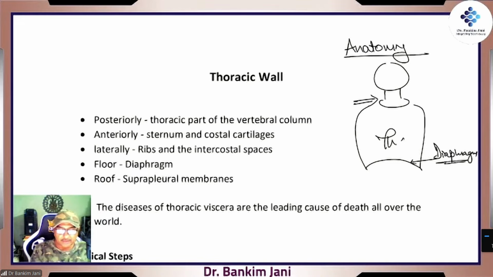Posteriorly, on the backside, there is the thoracic part of the vertebral column. This is easy to understand. And anteriorly, we have got the sternum and the costal cartilage. There are so many images, so there won't be any doubt or confusion.